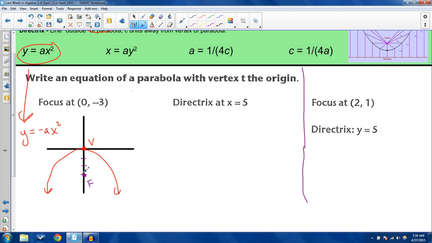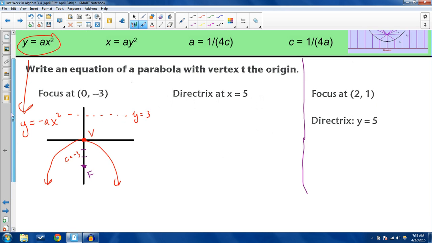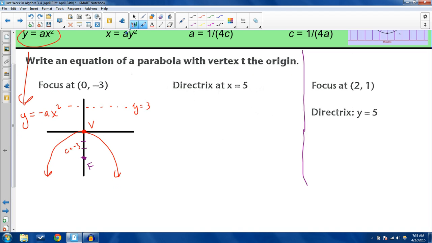Now, you have a focus at 0, negative 3, so your C value must be 3. In this case, I'm going to use negative 3 and say that I'm going down from the vertex, because I know that I need a negative A value in the end. My directrix should therefore be 3 up, y equals 3. I don't think that's necessarily important, but we really need to find the equation of this. So we need to find the stretch factor, A.